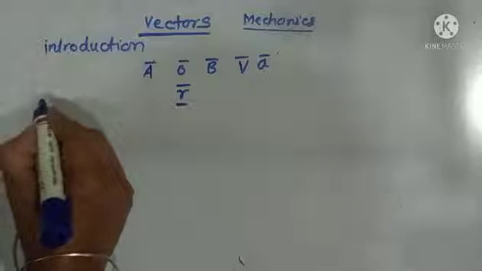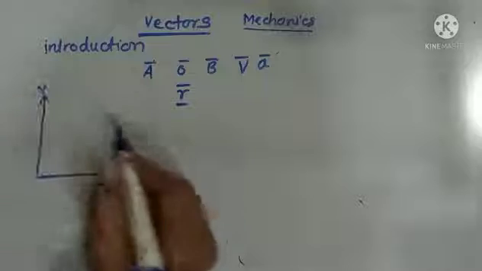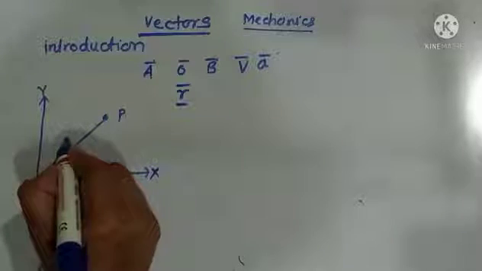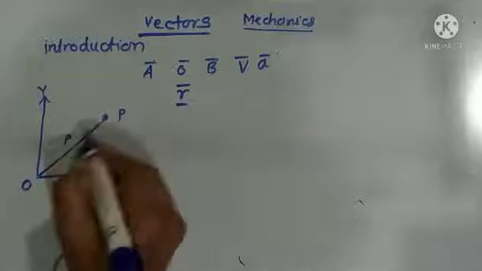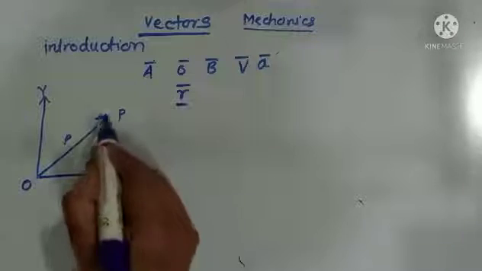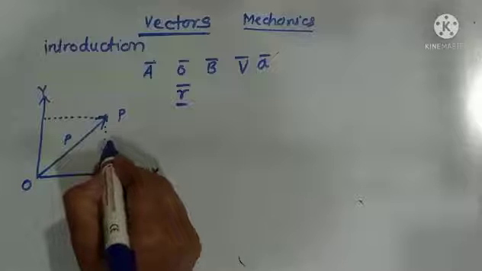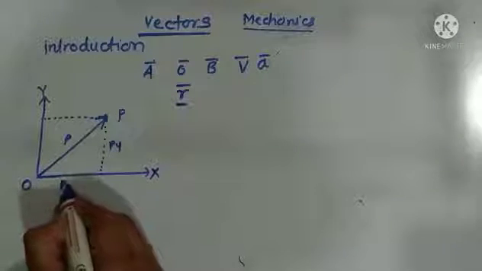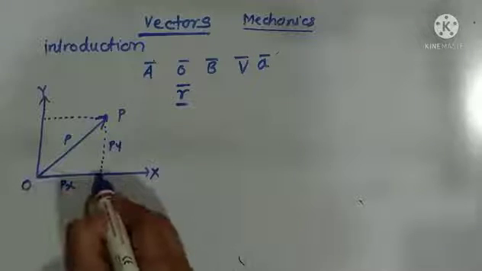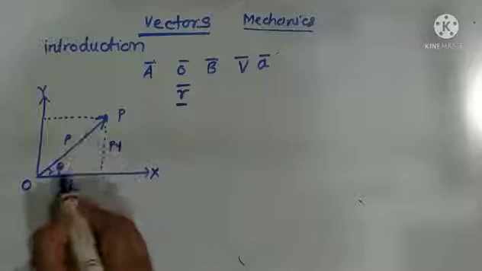Suppose I have a two-dimensional Cartesian coordinate system with x and y axes. Suppose there is a point P, and O is the origin. Let P be the magnitude of this vector. This is the vector, shown by the arrow. This is the head of the vector and this is called the tail of the vector. Let us have this distance as Py and this distance as Px. The magnitude of this vector is P, the magnitude of this part is Py, and the magnitude of this part is Px. Now suppose this is the angle theta made by vector P with Px.